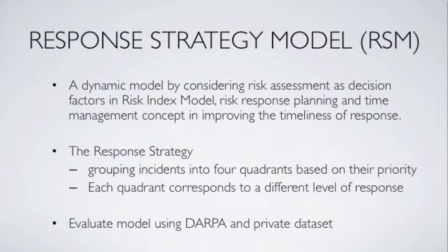So based on all that, we try to propose a model that will be able to map incidents with responses based on their risk index, so their priority. This is actually extended work from a previous paper that we did on the risk index model, where it considers easily quantifiable factors, indicators, to calculate this risk index. So for the risk index model, you can find out more information.